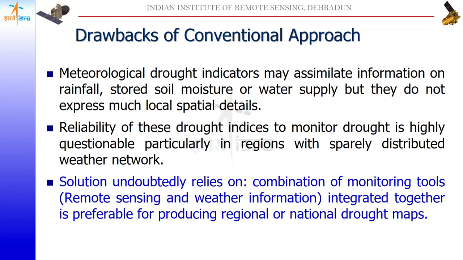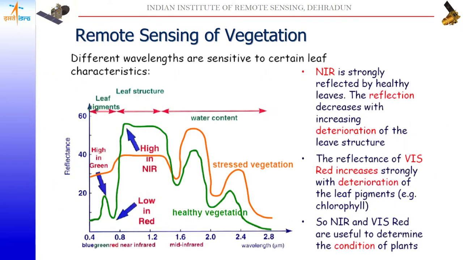Here we can use remote sensing together with weather information as an integrated approach for producing regional to national level drought maps or dryness conditions for an area or location. So how can remote sensing or geospatial technology be used to define drought, specifically agricultural drought?